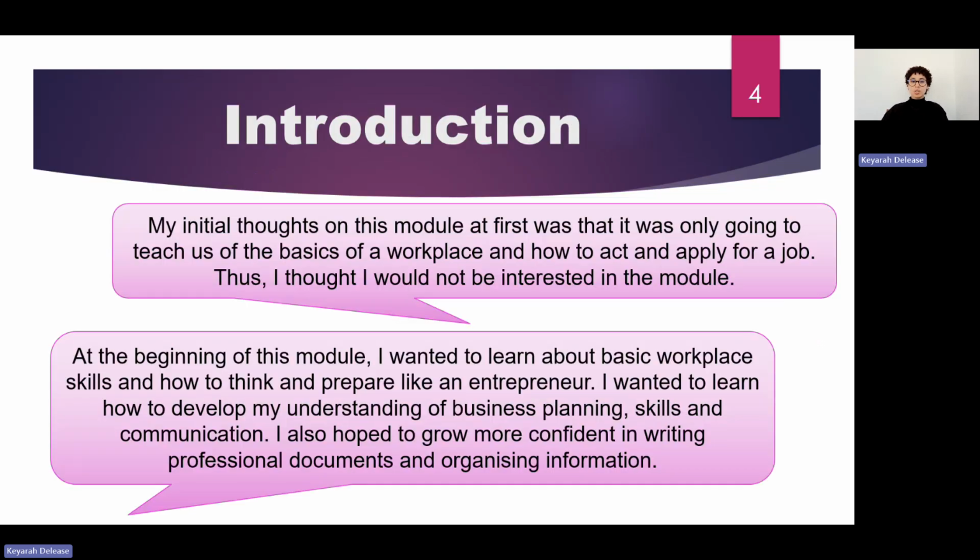My initial thoughts on this module at first was that it was only going to teach us of the basics of a workplace and how to act and apply for a job. Thus, I thought I would not be interested in the module.